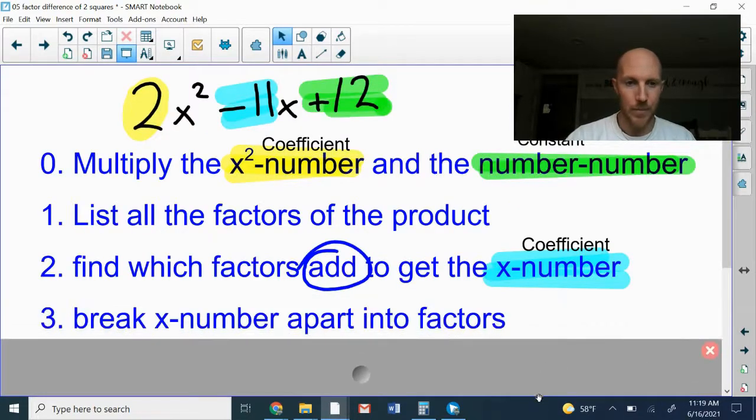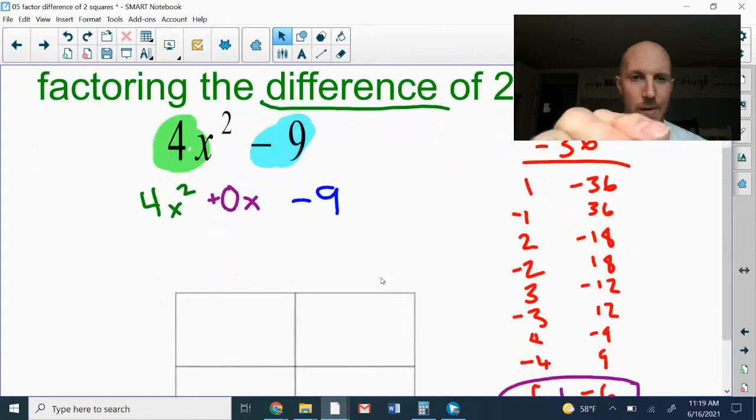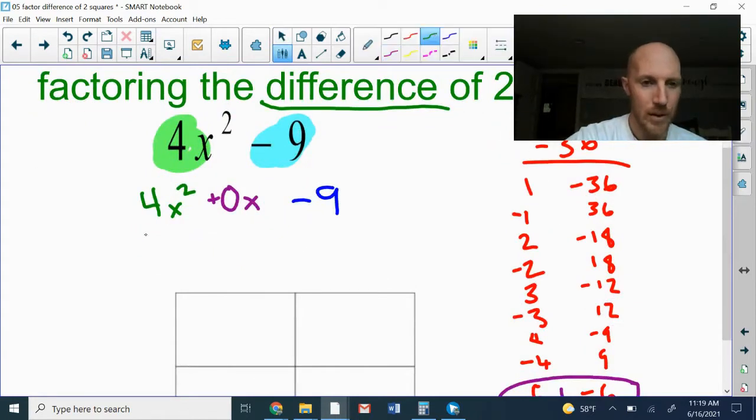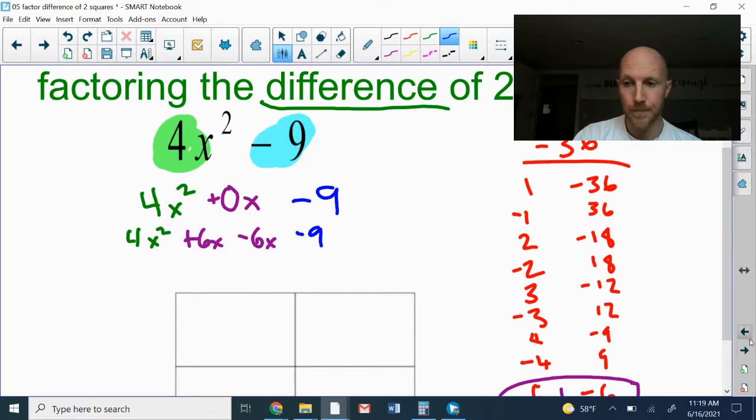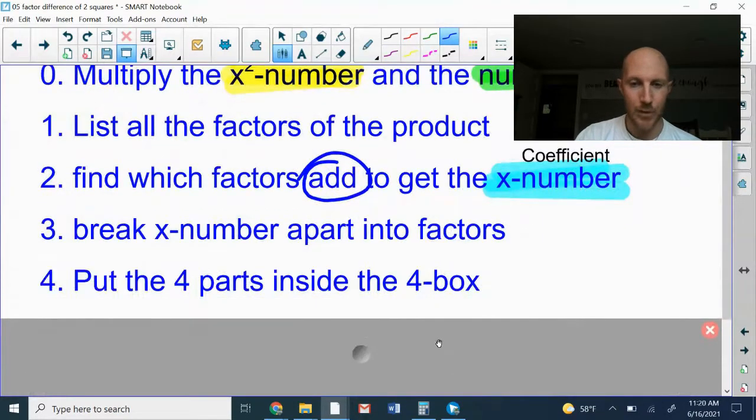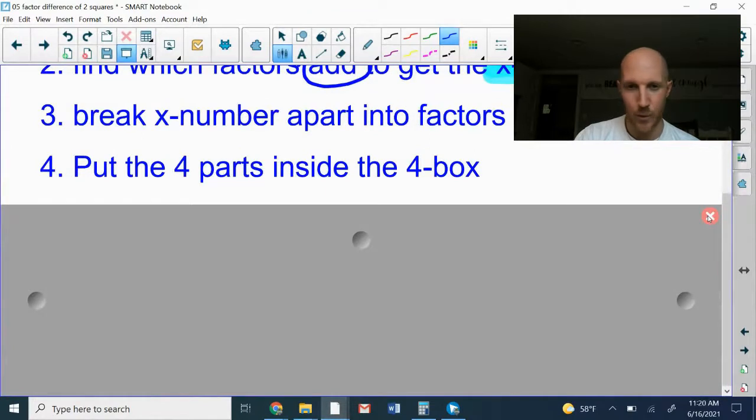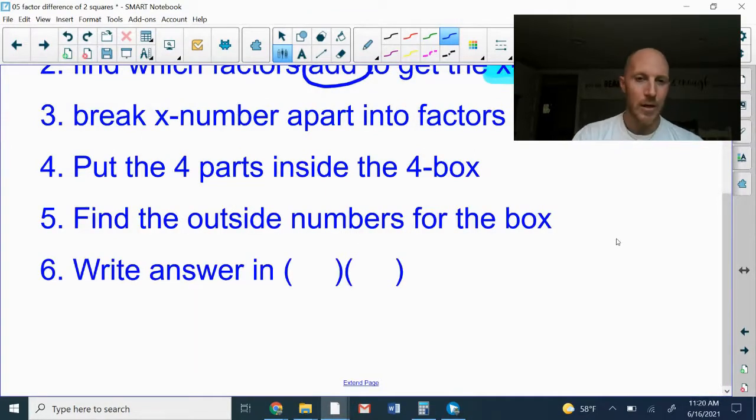So next step, break the x term in my polynomial apart into 2 pieces using those 2 factors. So I'm going to rewrite that polynomial as 4x squared plus 6x minus 6x, and then the -9 goes over here. So now I'm going to put those 4 parts inside the factor box. Let's just look at the rest of the steps. We're going to go forward from here without having to jump pages. So put the 4 terms into the factor box, find the common factors, and then write my final answer as a multiplication problem. I'll use parentheses to do that.